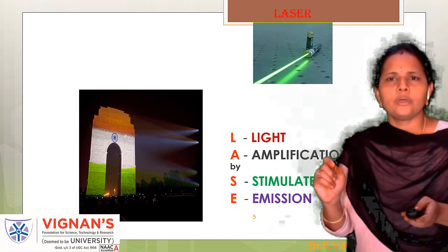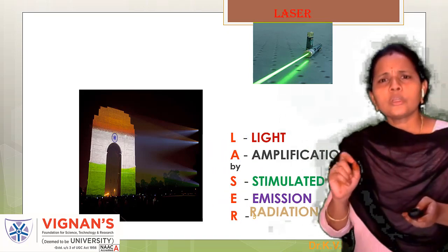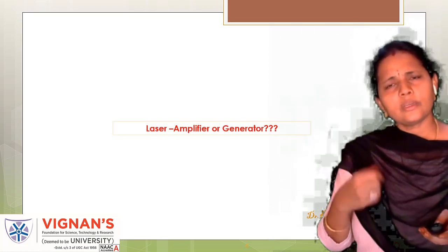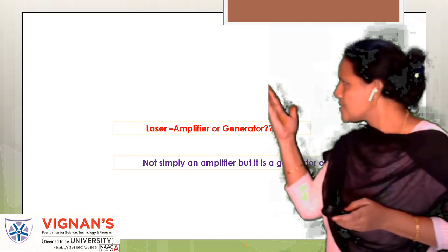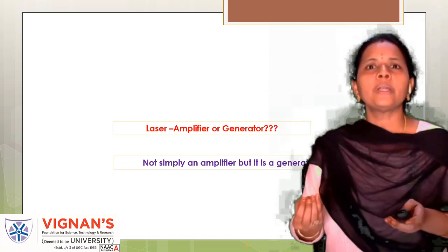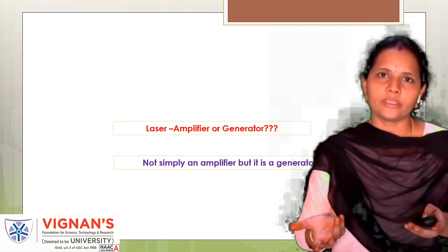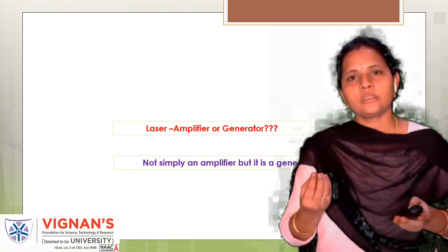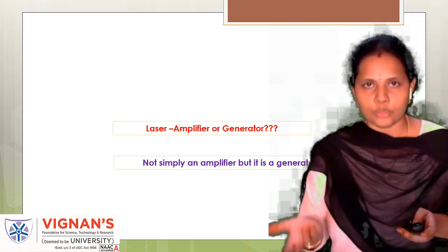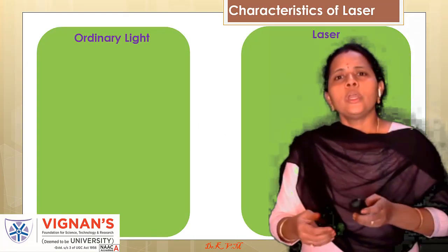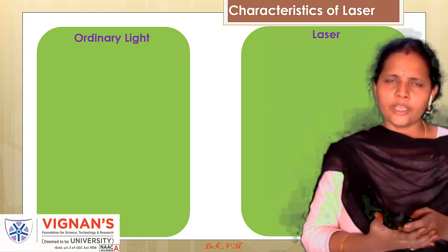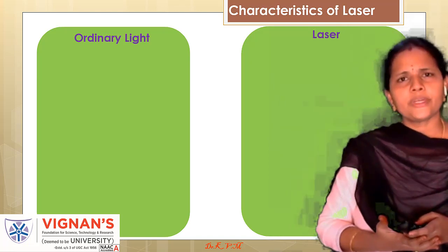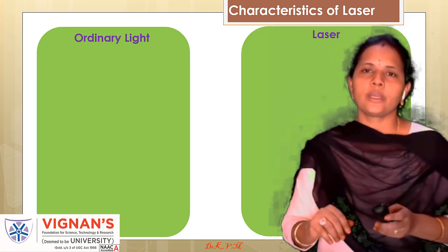Let's have a question now. You are saying that light is amplified. That means, is laser an amplifier or a generator? So you could say it's not only simply an amplifier, but it also generates light. So laser is a generator of light also. Now, if it is covering several applications in daily life, what makes the difference between ordinary light and laser light?